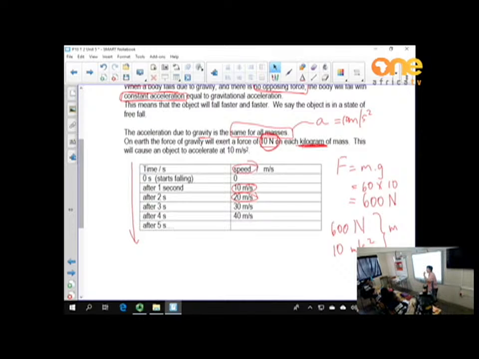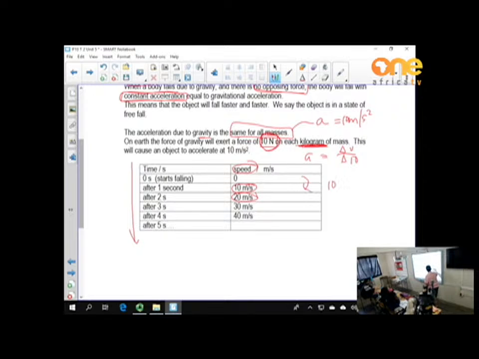In the third second, yes, the speed is increasing, but the acceleration is change in velocity over change in time. So change in velocity over change in time, and the change every time is 10. And the time increment is 1. Do you understand? So the acceleration is constant, but what happens to the speed?